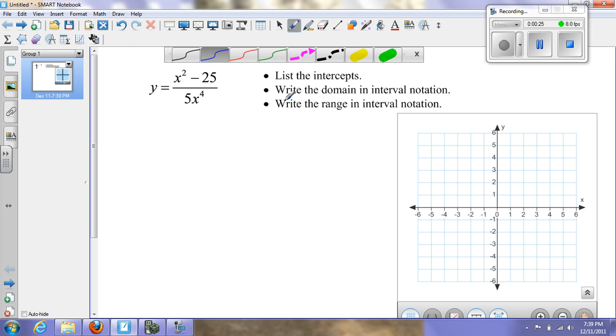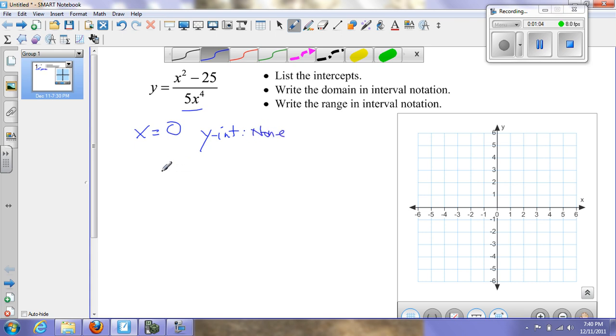List the intercepts. Well, first of all, let's remember, if we want to know what the intercept is on the y-axis, that's where x is going to be equal to 0. So let's take a look at our equation here, and if we set x equal to 0, immediately we have a big problem, because we have 5x to the fourth. That would give us a 0 denominator. So in terms of y-intercepts, there are none.